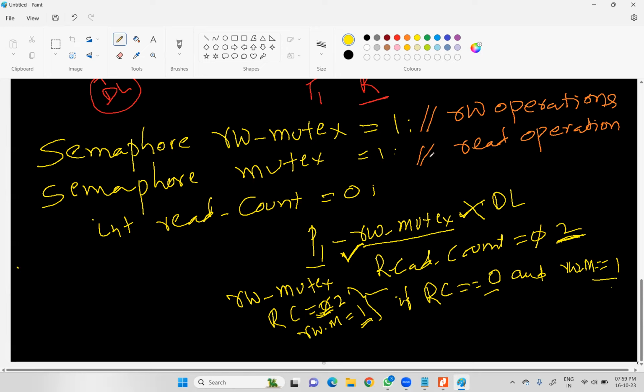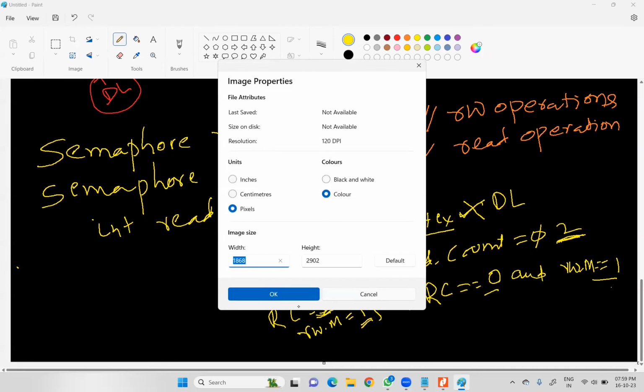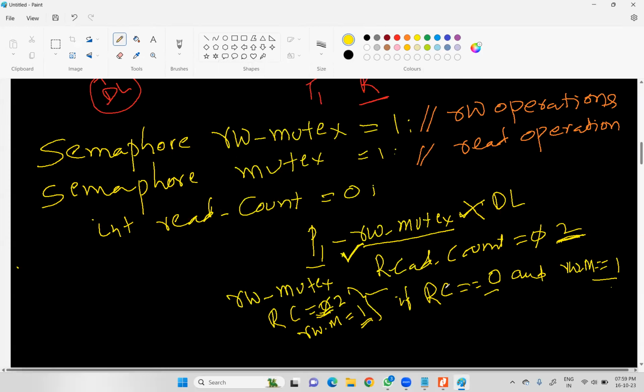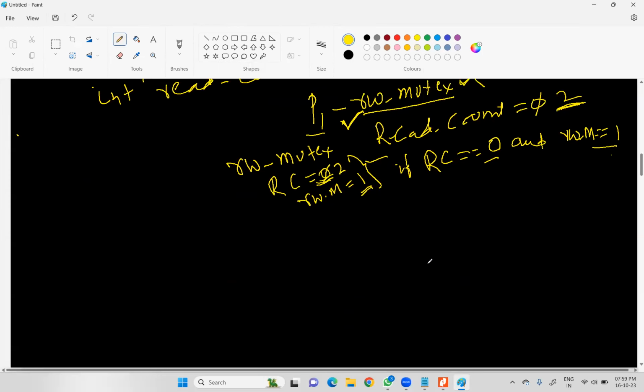If any one condition is false, what does it mean? For example, when you are trying to access this read count, then the scenario will be RC equal to 1, RWM equal to 1.